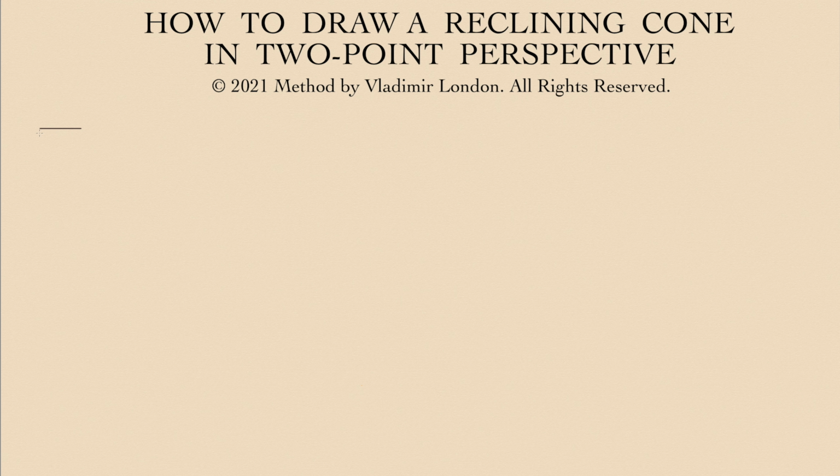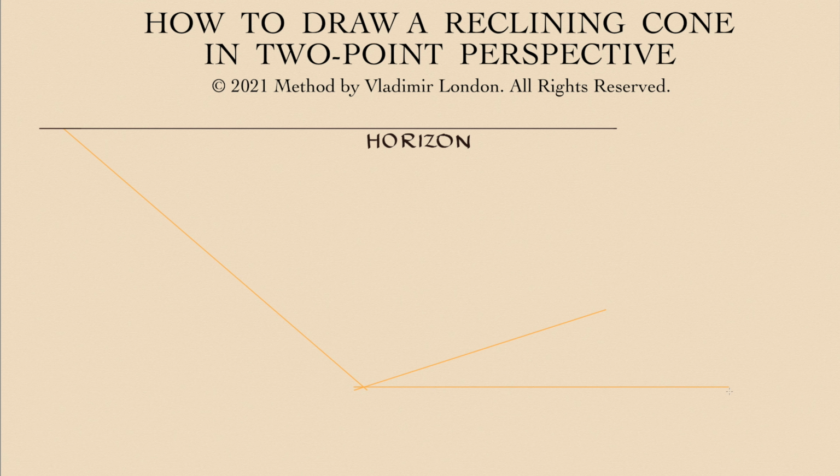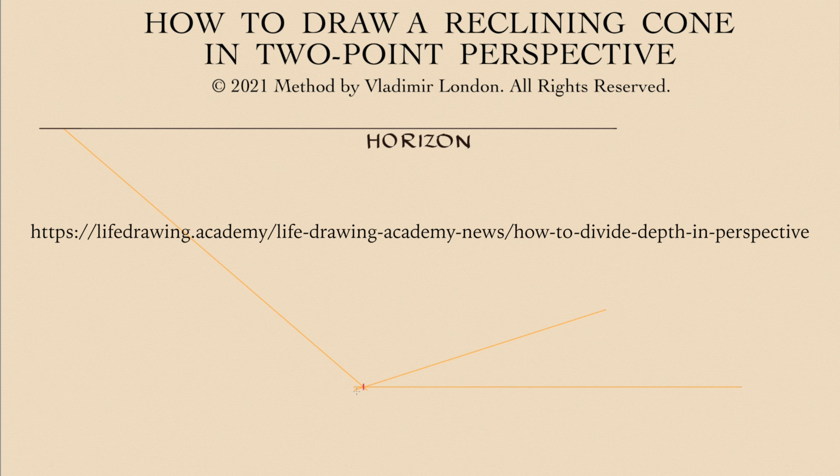To solve this challenge, I developed a special method of drawing a reclining cone in two-point perspective. Let's place the horizon line at the top, so we will see a cone from above. To begin with, we need a square in two-point perspective. One vanishing point will be on the drawing area, while another is beyond. To draw a square, I divide the depth in half. How to divide a depth in perspective is demonstrated in depth in a dedicated video lesson. The link is in the description.